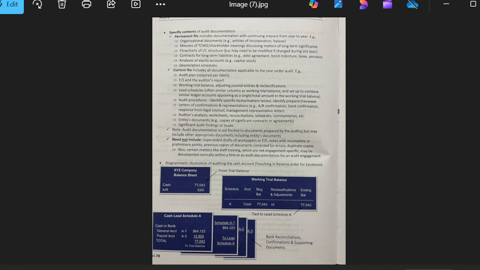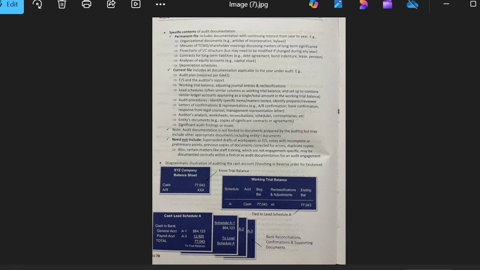Moving forward, there are certain specific contents of the audit documentation, such as the permanent file and the current file. The permanent file includes documentation with continuing interest from year to year. So if you were the auditor of the organization in the previous year also, permanent files are those that continue and don't keep changing year to year, and that are permanent for the entity that we are auditing.